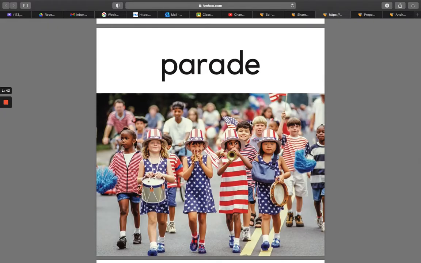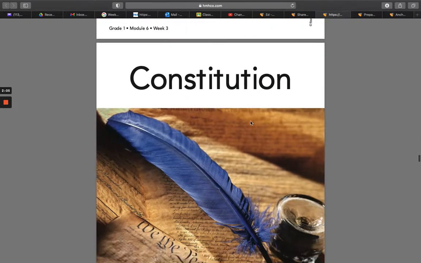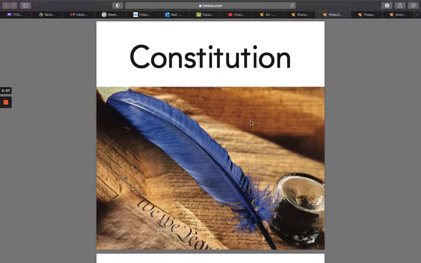Parade. Say parade. A parade is a group of people who march or ride down a street on a special day. So our picture looks like a 4th of July parade. These children are playing instruments, walking down the street to celebrate the 4th of July, a special day. And then we have the word Constitution. Say Constitution. The Constitution is the group of laws that we follow in our country. You can see the original U.S. Constitution in Washington, D.C.